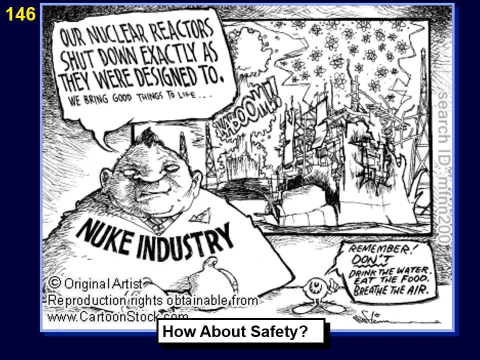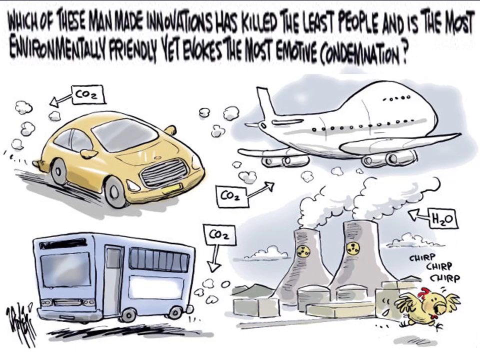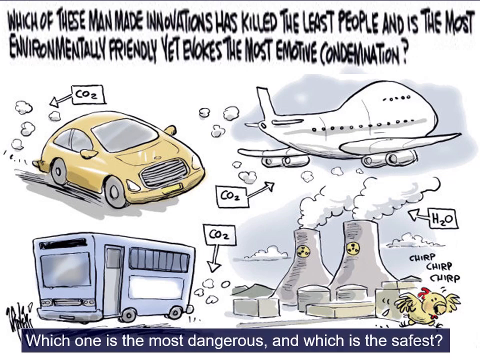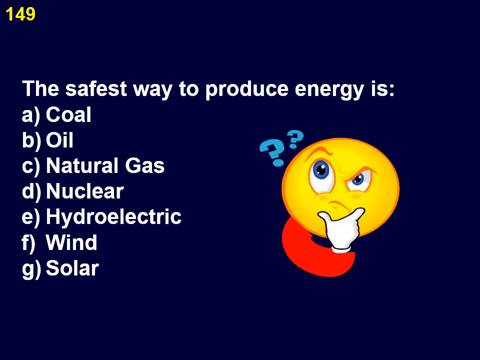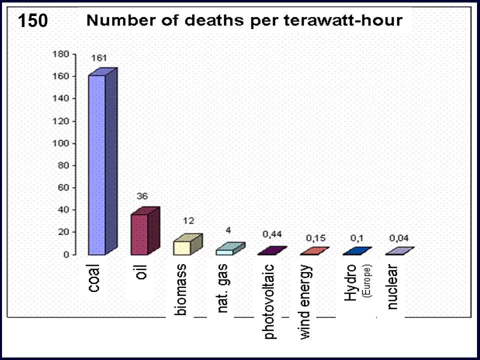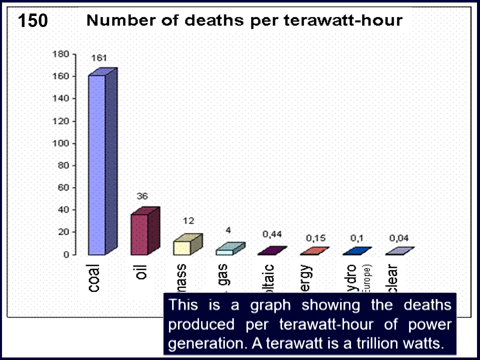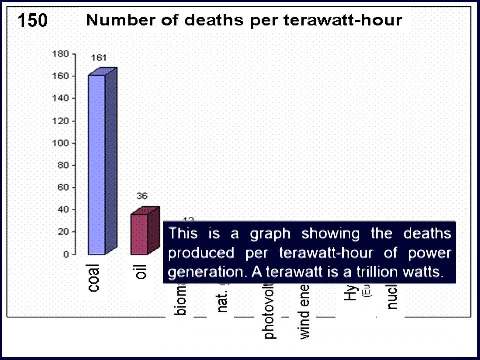How about safety? Which one is the most dangerous and which is the safest? What is the safest way of producing energy, in terms of deaths per unit of energy produced? The safest way to produce energy is: A, coal; B, oil; C, natural gas; D, nuclear; E, hydroelectric; F, wind; or G, solar. This is a graph showing the deaths produced per terawatt-hour of power generation.